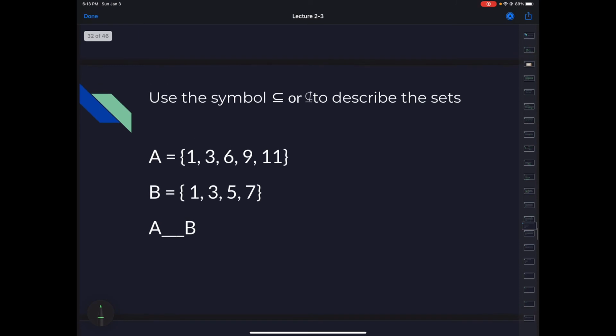Same thing here. We have A is equal to {1, 3, 6, 9, 11}. B is equal to {1, 3, 5, 7}. Well, they both have a 1, they both have a 3, but they don't both have a 5. And they don't both have a 7, and they don't both have a 6, a 9, or an 11. So in this case, neither of them is a subset of the other one. So we have that this is not true. It is not a subset.